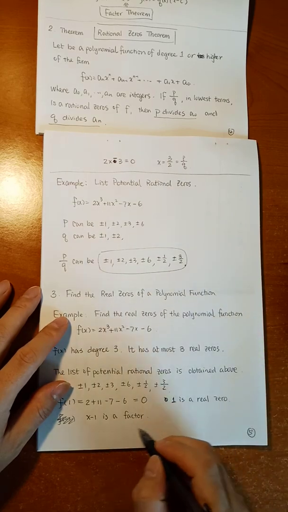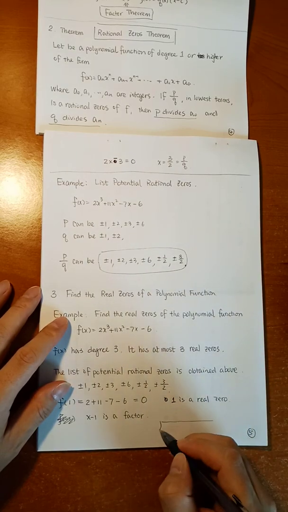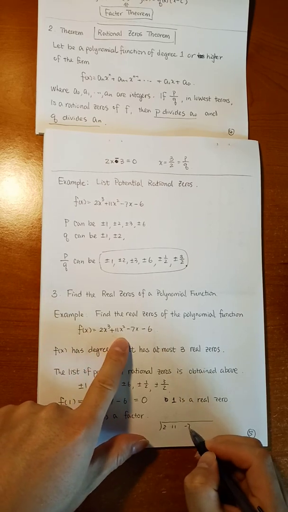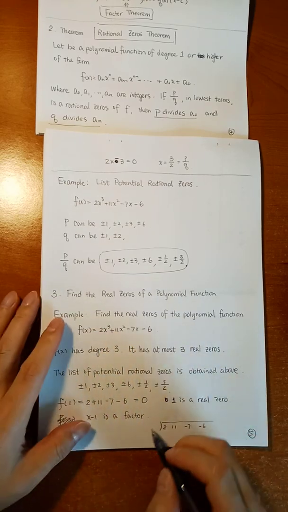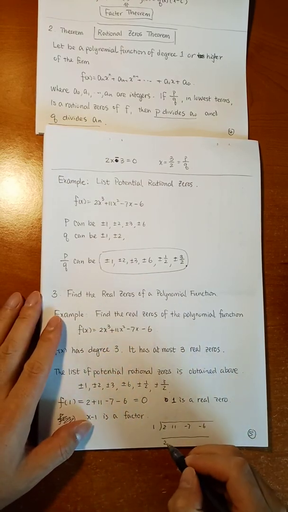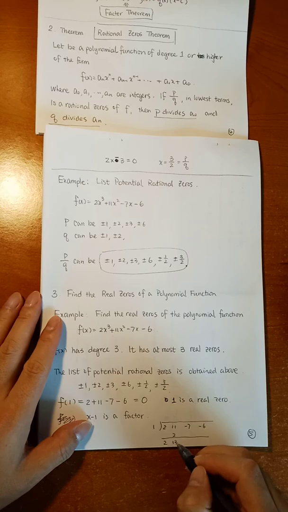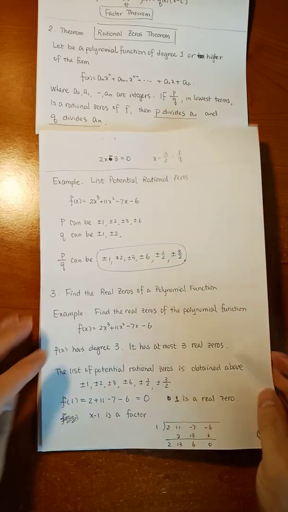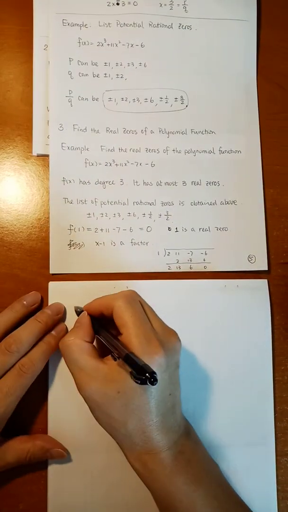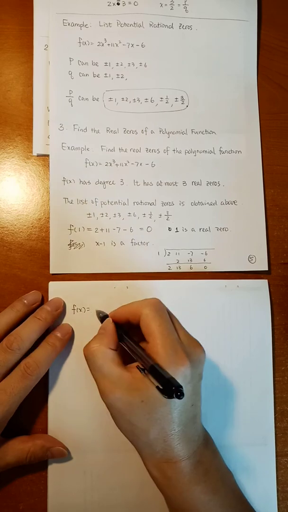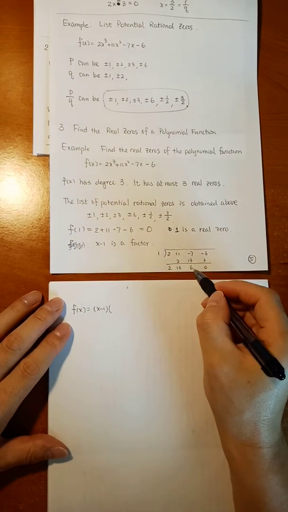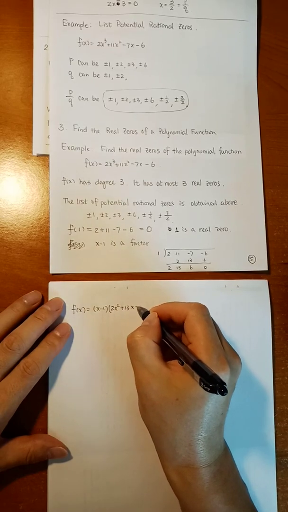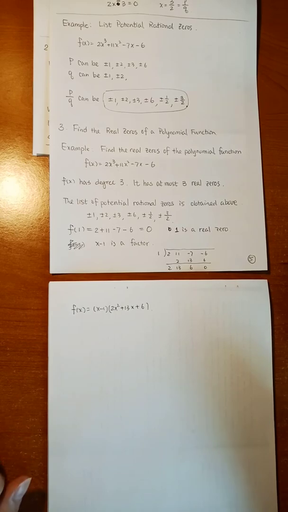How do we do the division? Let's try synthetic division. So synthetic division with 2, 11, negative 7, negative 6, and 1 is here. You get 2, 13, 6, 0. Okay, see? And this implies f(x) is equal to x minus 1 times the quadratic 2x squared plus 13x plus 6.